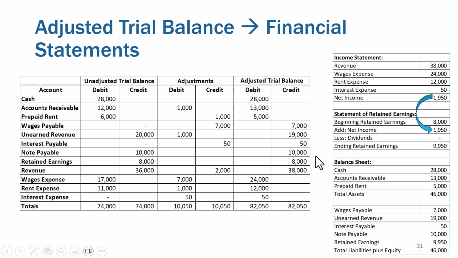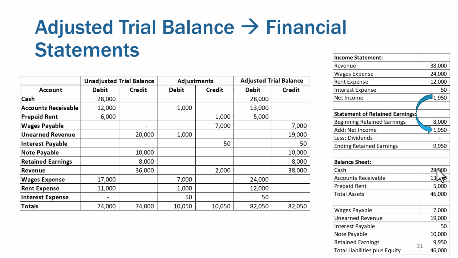All right, so I'm just starting here with my 38 grand of revenue, 24 grand of wages, 12 of rent, and then 50 of interest expense to get net income. We skipped taxes to make this one easy. We then go to the statement of retained earnings. So we had beginning retained earnings of 8 grand. We had net income of 1950, and then we had ending retained earnings of 9950. We then go to the balance sheet.